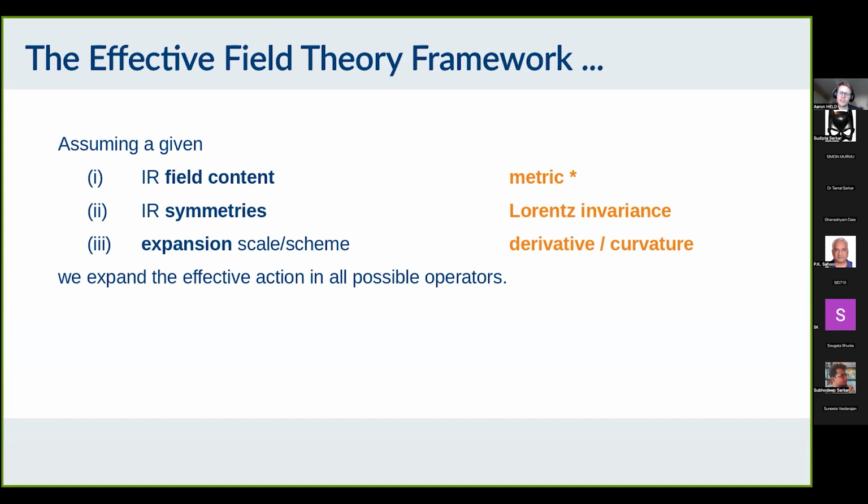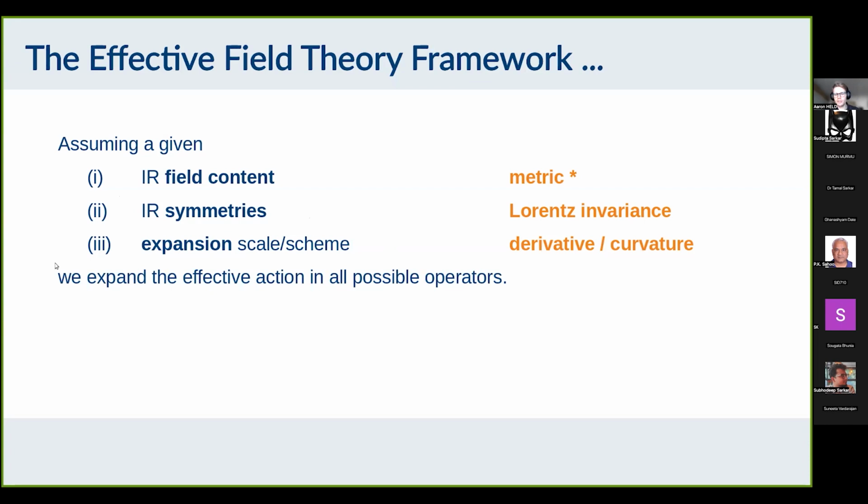You assume a given field content that typically you know from the infrared, right? So in the case of general relativity, that would be the metric. And I'm putting a star here because that's the most tricky assumption. You will see later on that one can assume additional light fields and then one slightly switches to a different EFT. One assumes infrared symmetries, and I will not mess with the symmetries at all. So in the case of gravity, that's just the Lorentz invariance, the full diffeomorphism group; they will always be left intact and I will not break any part of it. And then you have to come up with an expansion scheme, typically tied to a physical scale in the problem.